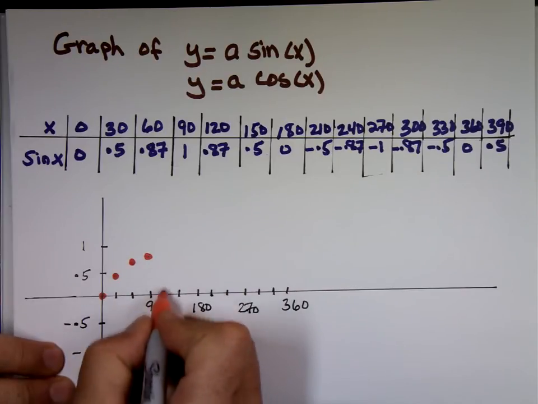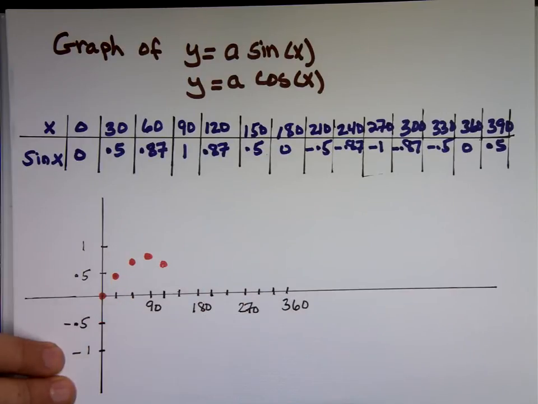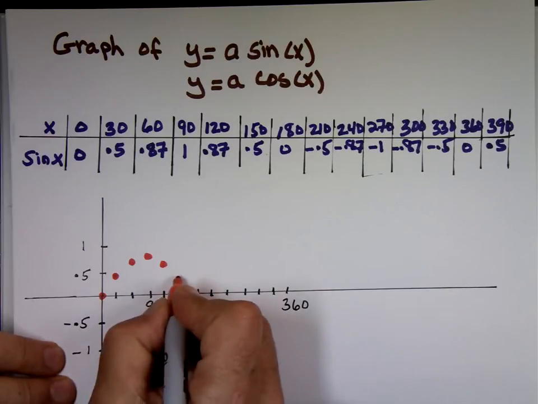150 was what? 0.87. Shut up, Murta. No, I'm talking to Murta. She's yelling there.